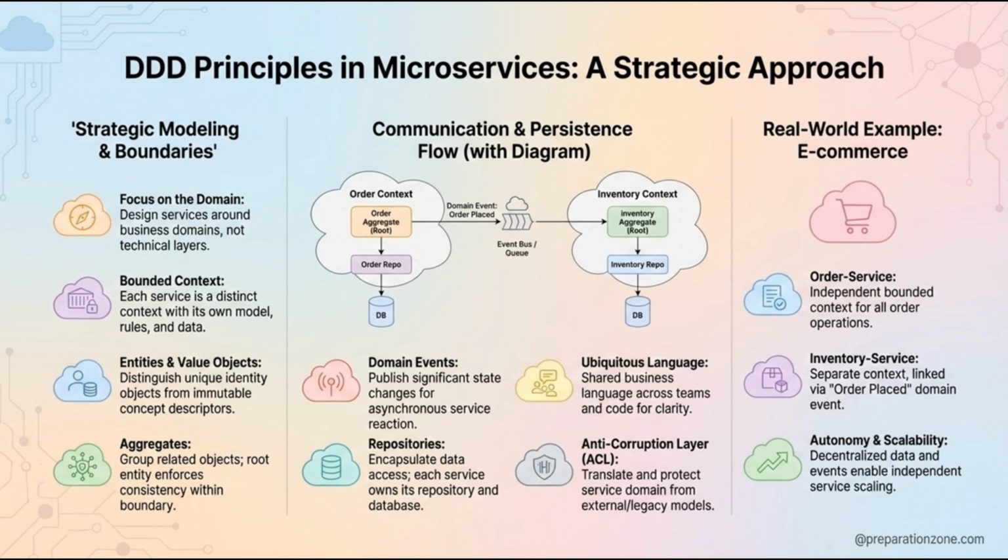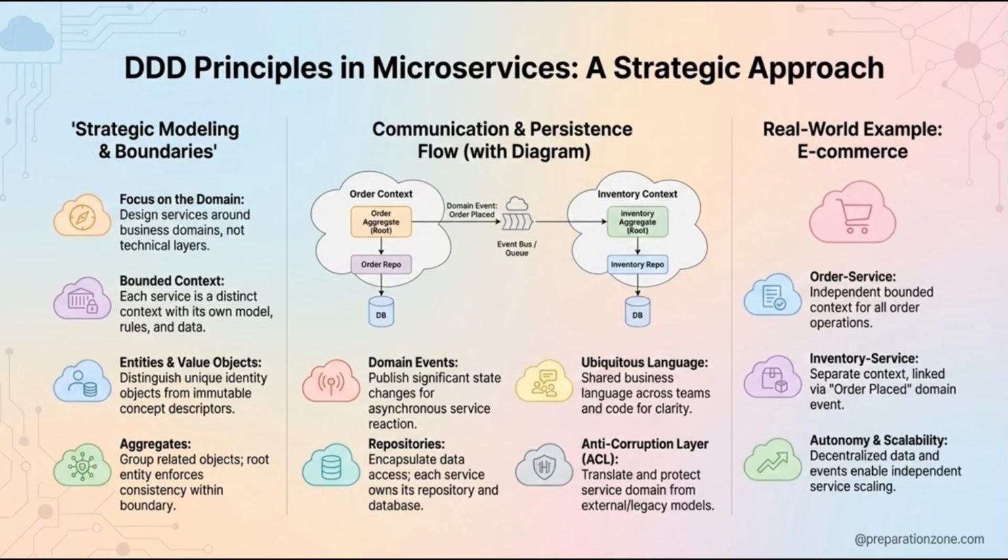Repositories. Each service manages its own repository and database. This keeps data ownership clean and supports true microservices autonomy. Then ubiquitous language. We use one shared language across business and code. When everyone speaks the same terms, misunderstanding disappears.